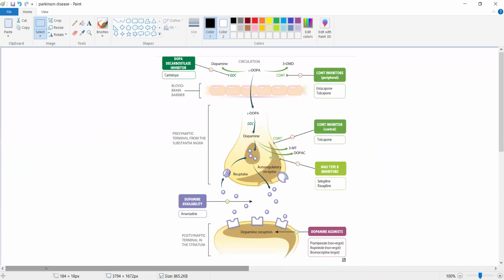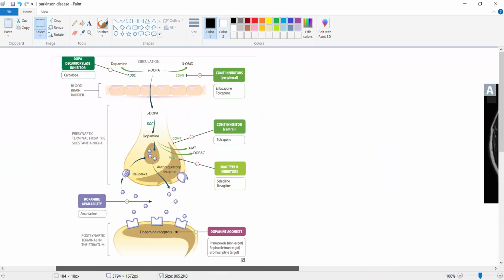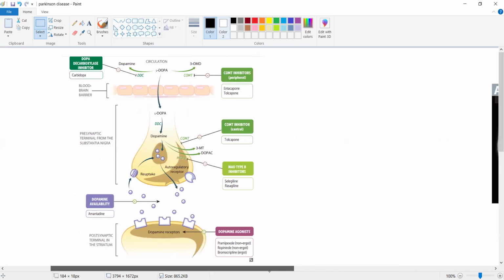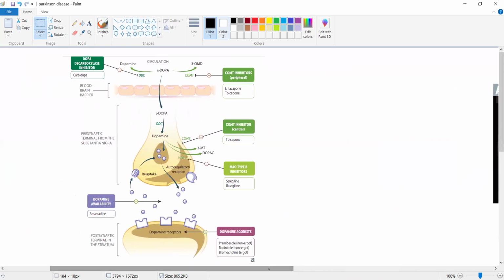Okay. So now I'm going to discuss the treatment of Parkinson disease. Before discussing the treatment, can anybody tell me the symptoms of Parkinson? What are the symptoms of Parkinson? They have abnormal movement. The mnemonic of Parkinson is simple.